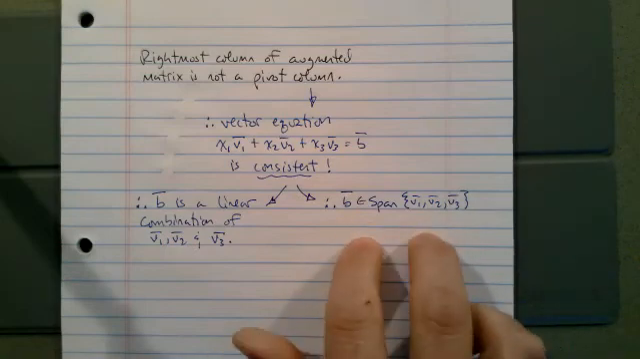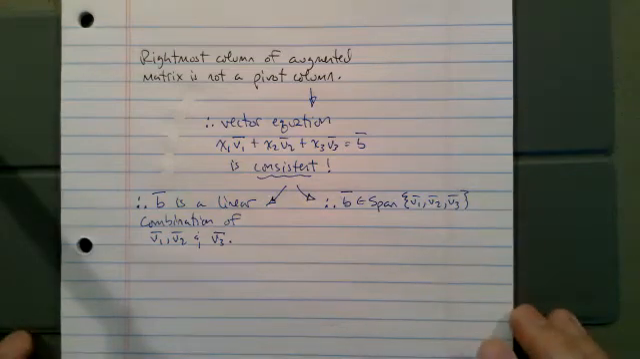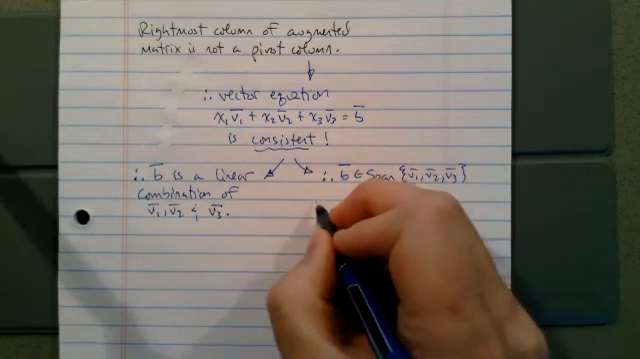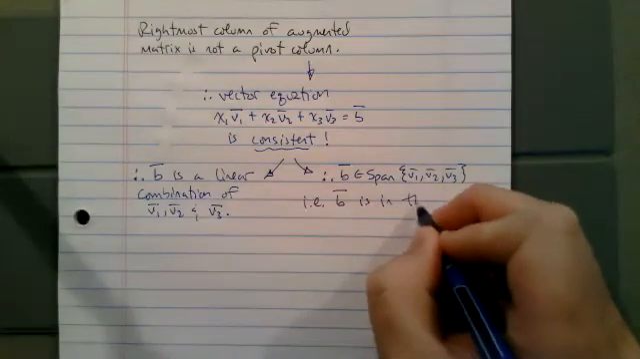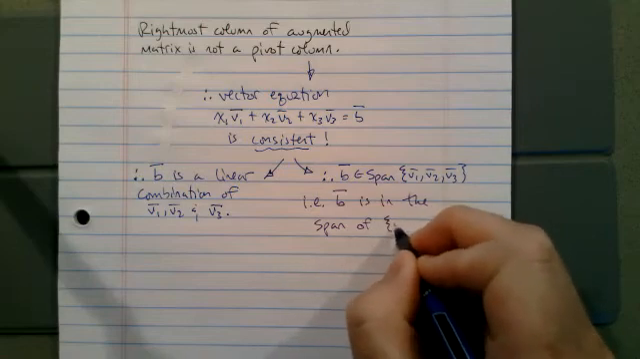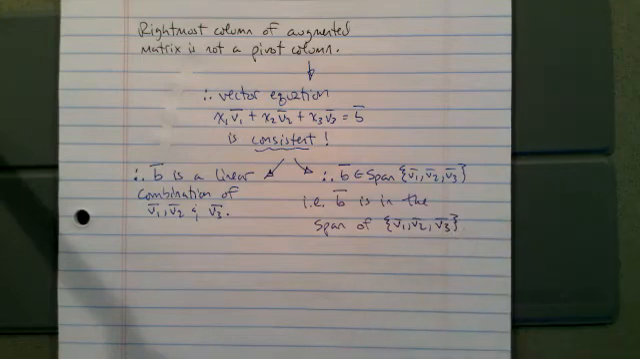The way we speak this phrase is to say that B is in the span of v1, v2, and v3. This is tricky because we're also going to be using the word span as a verb, and we don't want to use it as a verb here. We could say B is in the span of the set S, v1, v2, and v3. We are concluding that B is in the span of that set of vectors.